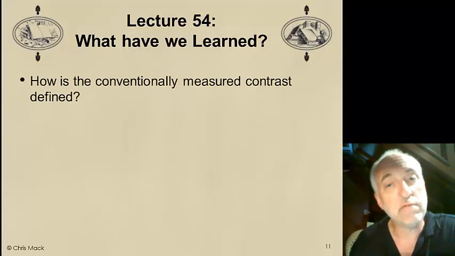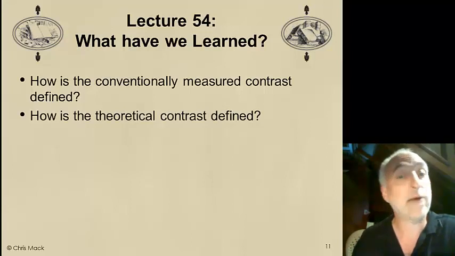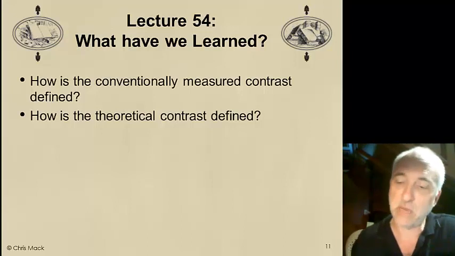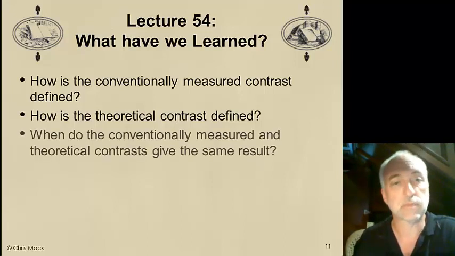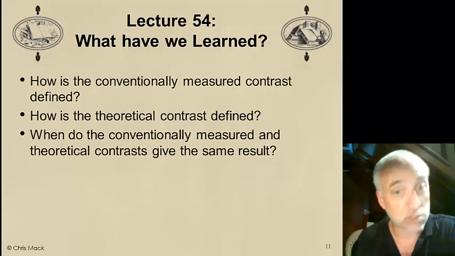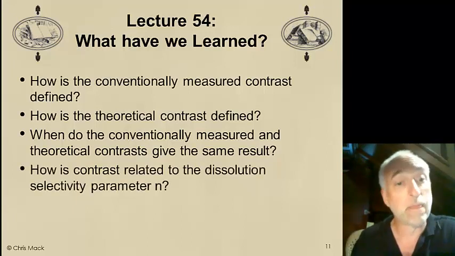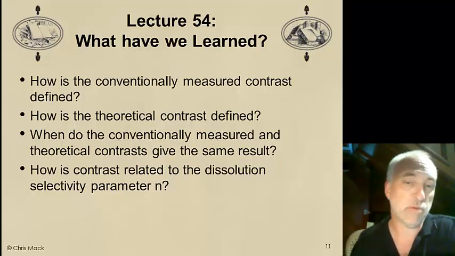How is the conventionally measured contrast defined? How is the theoretical contrast defined? Obviously, I wouldn't ask that question if their definitions were not different. When do the conventionally measured and theoretical contrasts give the same results? There's one special case where they do. How is contrast related to the dissolution selectivity parameter N?